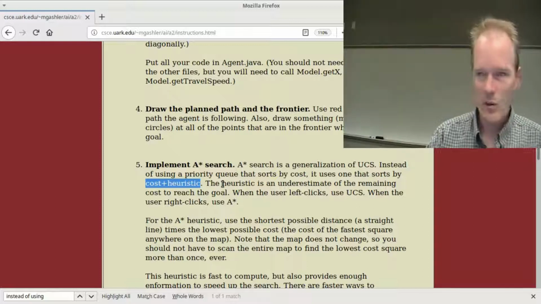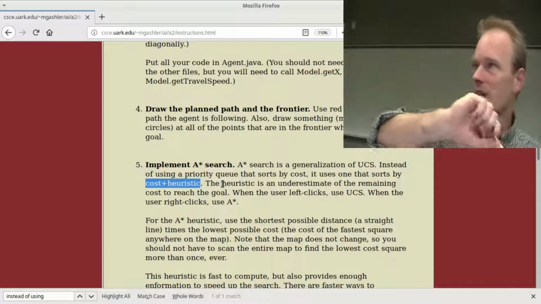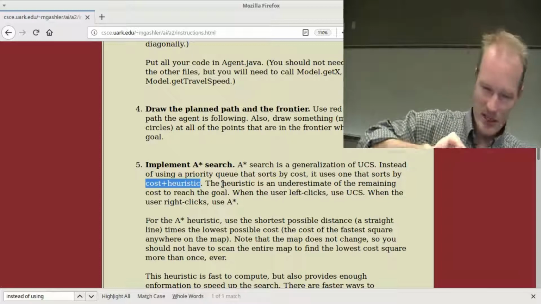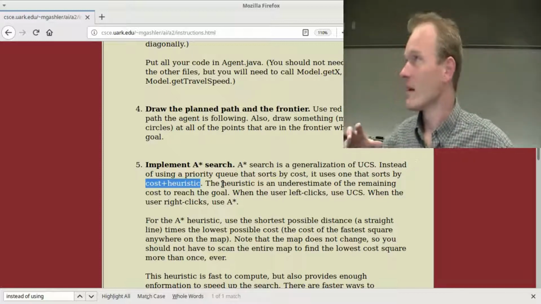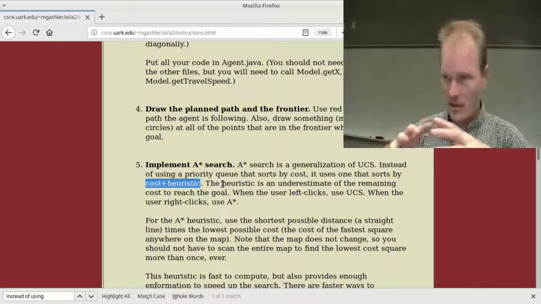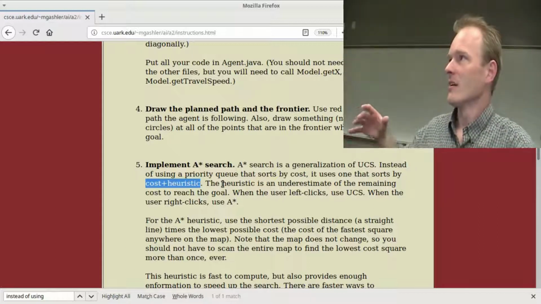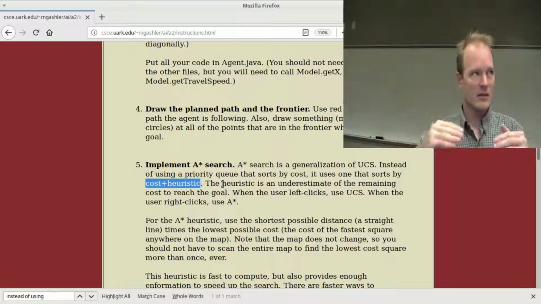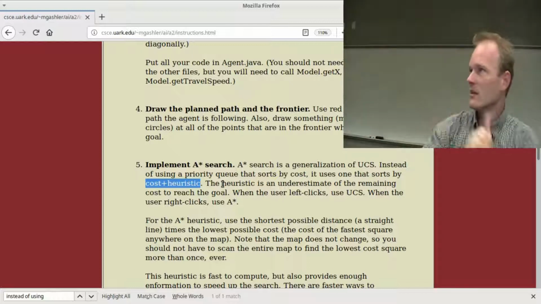So there is only one difference between uniform cost search and A-star search. That one difference is how they sort the priority queue. Uniform cost search sorts the priority queue based on the cost so far of every path. They're all sorted, and whichever path has the lowest cost, that's the one that's going to come out next.